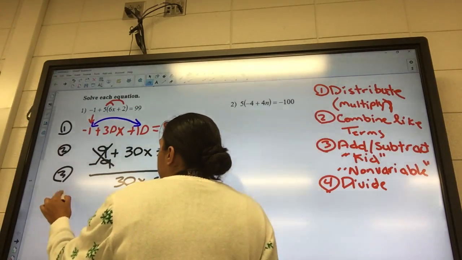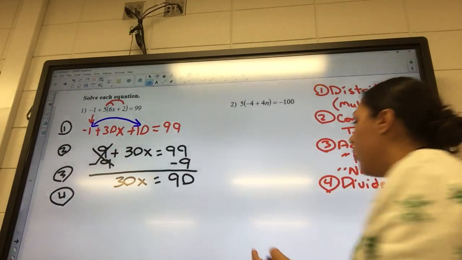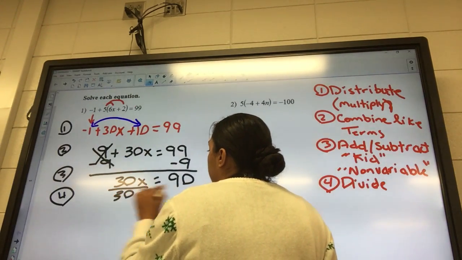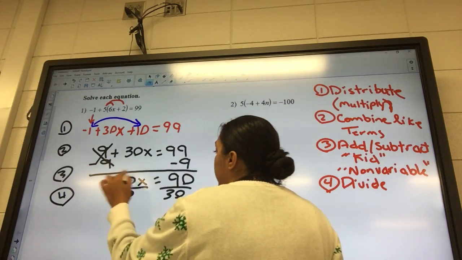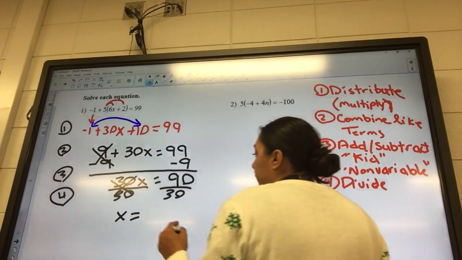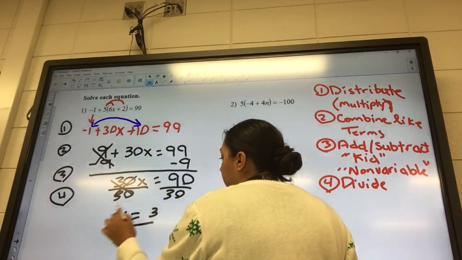Now we're ready for step 4. And our step 4 is always going to be the same. It's going to be to divide. So we're going to divide both sides by 30. So 90 divided by 30 is just going to be 3.